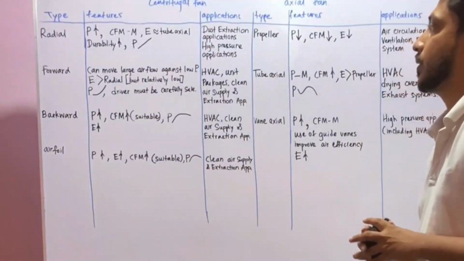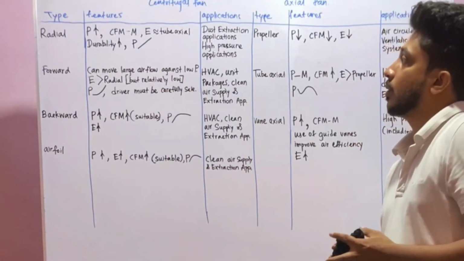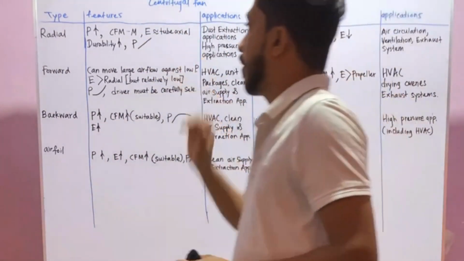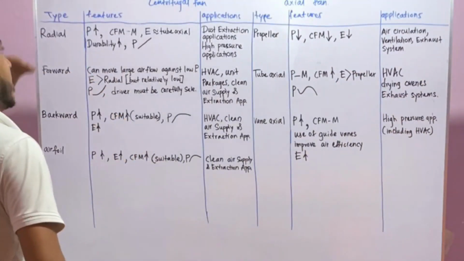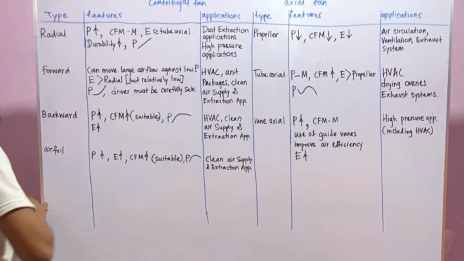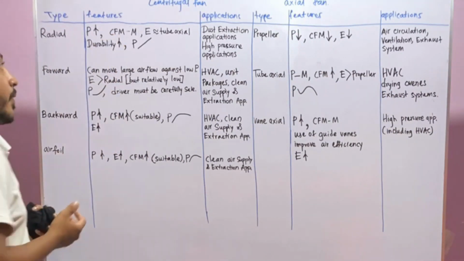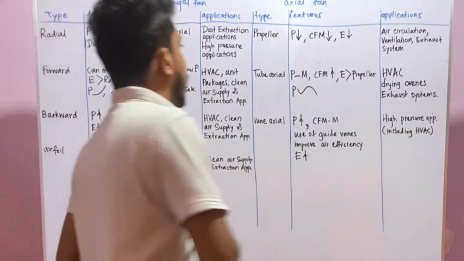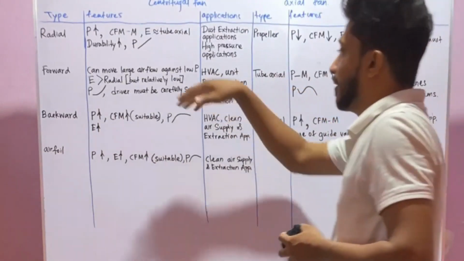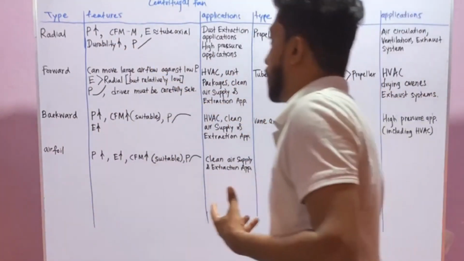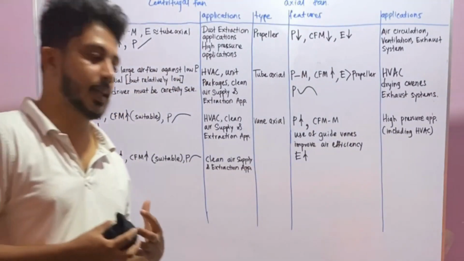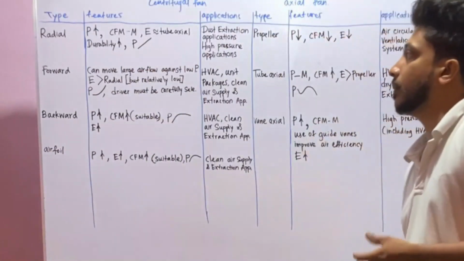Okay, so this is the summary of today's video. This is centrifugal fans, this is axial fans. Under radial blades, what are the features? Pressure is higher. CFM, meaning the airflow, is somewhat medium, and the efficiency of the radial blade is somewhat equal to the tube axial fan. Actually, in this category, it is the lowest. It has the lowest efficiency, and durability is higher because dust accumulation is less in radial blades.